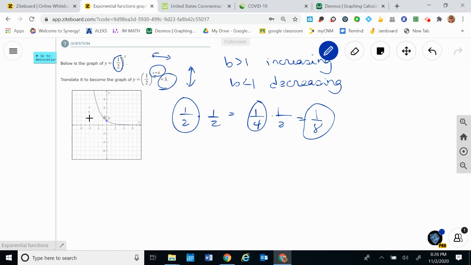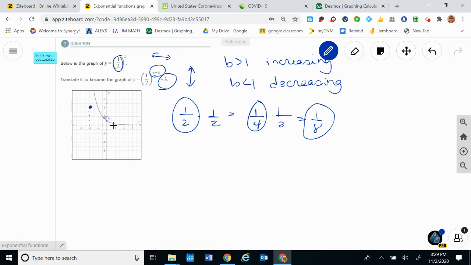Right there. Wait, 1, 2, 3. That is the new point. So it moved 4 to the left and up 3. That's what these directions told you to do. Okay, and then what you want to do from there is try to mimic the graph.